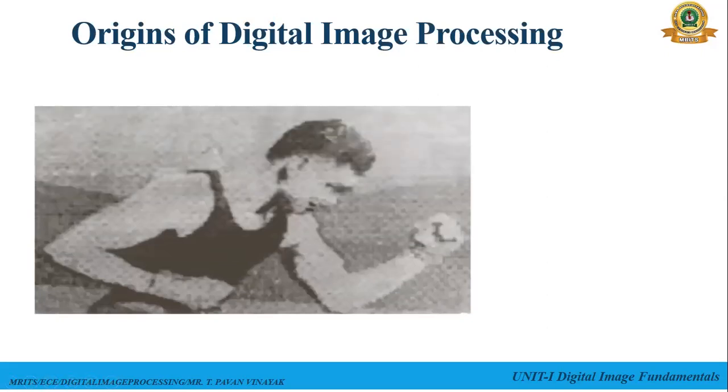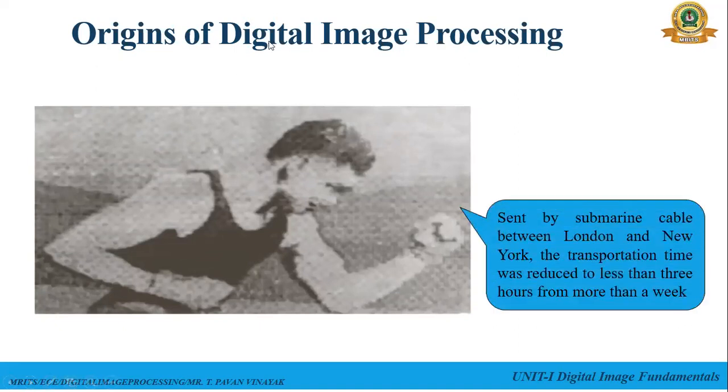So, the origin: where did digital image processing first start? This is the first image which was processed. Why was it processed? This is the image actually captured, and this image was to be sent from London to New York. To send this information from London to New York, we perform compression, reducing the size of the image.